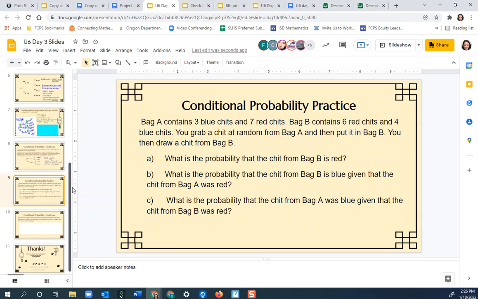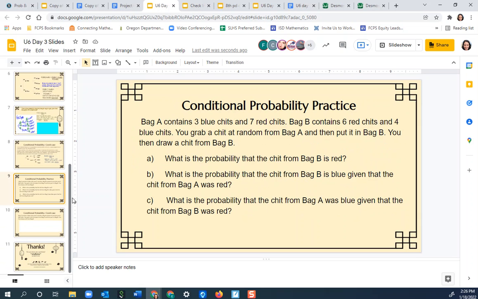So we have this one here, and then I realized there was one more that I forgot. I think a chit is like a ticket. Is that your understanding? I didn't write this question. So I'm going to say ticket because it's an odd word for me to say. So bag A has 3 blue tickets and 7 red tickets, and bag B has 6 red tickets and 4 blue tickets. This is a really weird question. If you've been like, oh, this is easy, focus on this question for a second. It says you grab a ticket at random from bag A and you put it in bag B, and then you grab a ticket from bag B.